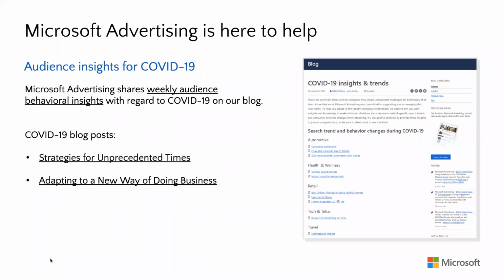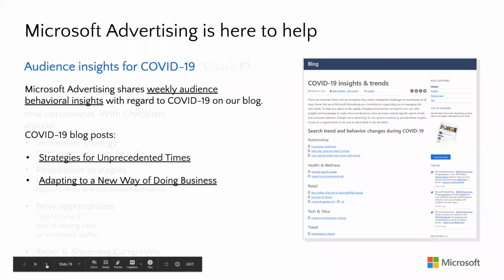So what I would say is two things to keep in mind from our side from the Microsoft Search Network. We do have audience insights for COVID-19 that we share weekly. So check out our blogs. There's content that myself and the analytical leads across Europe produce, and we put our material up there, so it might be useful in plugging into your campaigns or helping with your advertisers. Something to have a look at.